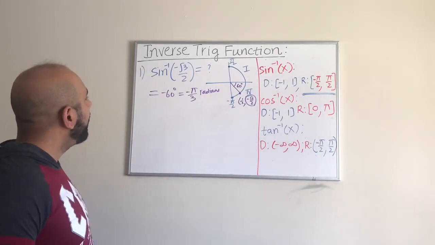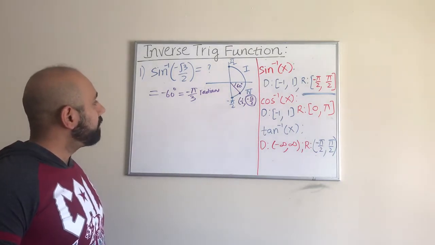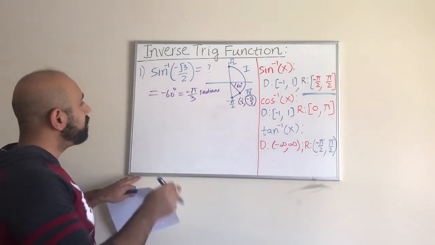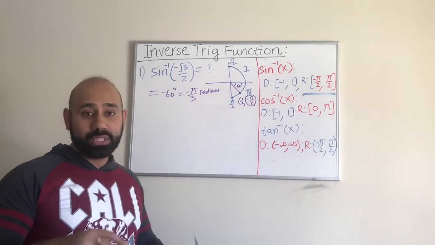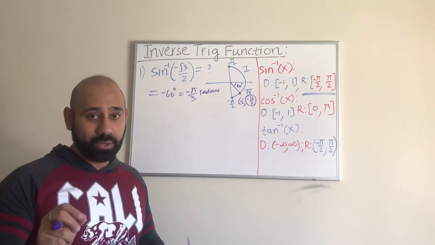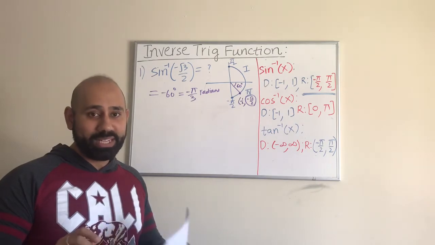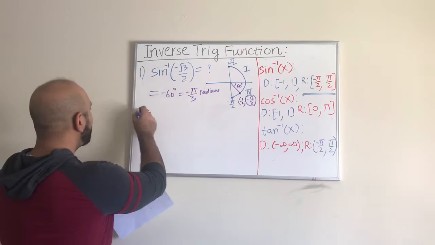So guys, that's basically how you evaluate the sine inverse or inverse of a trig function. Okay. Now guys, if you do not have a unit circle with you, then you have to rely on the special triangles and draw some reference triangles and go from there. Okay. But right now I'm assuming that everybody has access to a unit circle, so you can look at the unit circle for this. Guys, number 2.